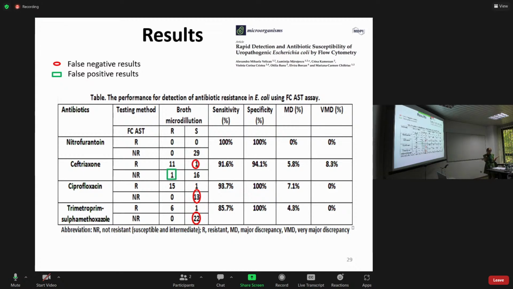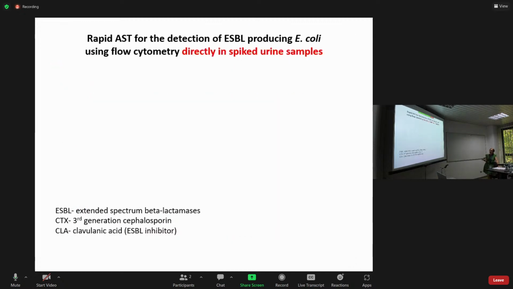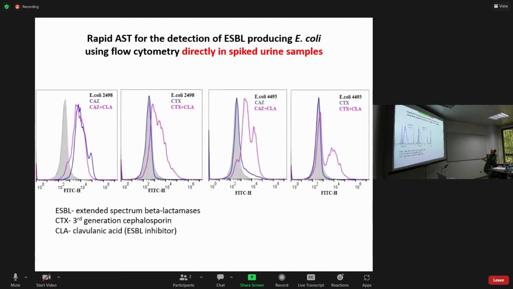Taking into account that we bring this advantage of very quick guiding of the clinician, we consider that we can move forward in order to see this protocol in the clinics. So here, after we have tested our protocol for detecting the bacteria in the urine samples and testing their susceptibility, we have focused on certain resistance phenotypes.